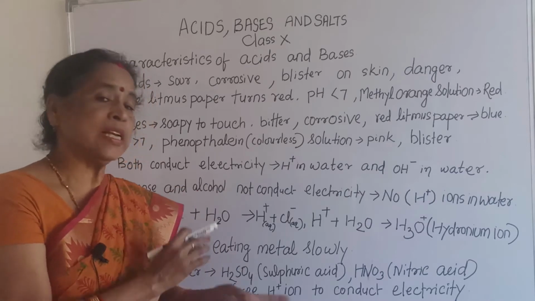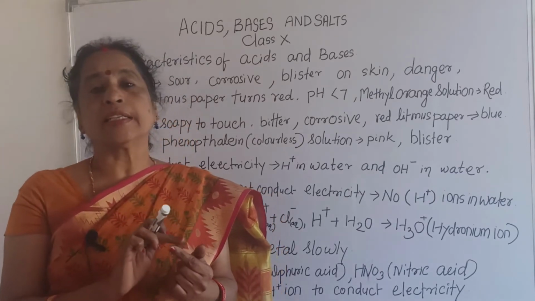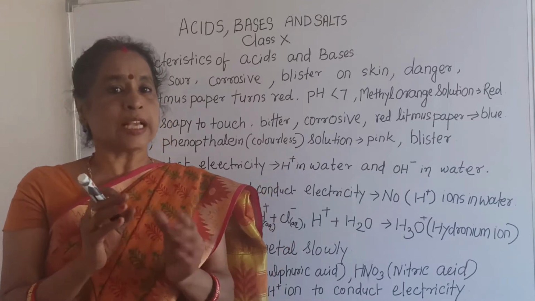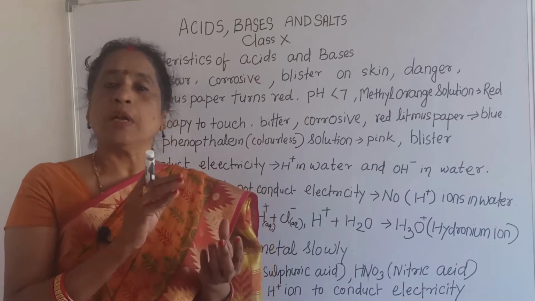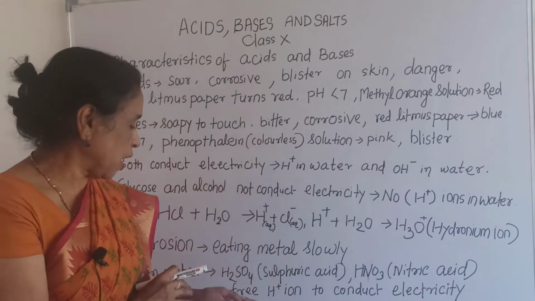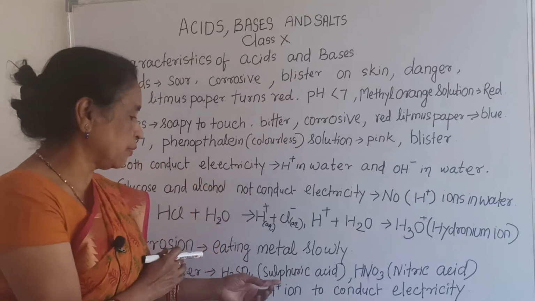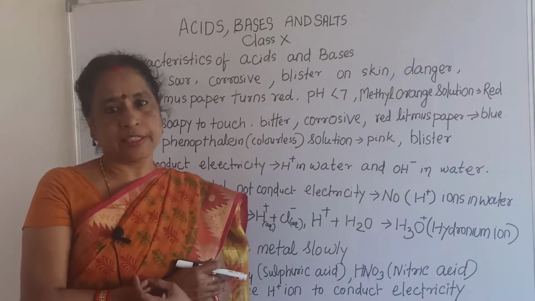Then what happens? That is why rainwater conducts electricity, because I told you acid in water produces H plus ion, and base in water produces OH minus ion. That is why rainwater contains H plus ions which are free. That is why rainwater conducts electricity.